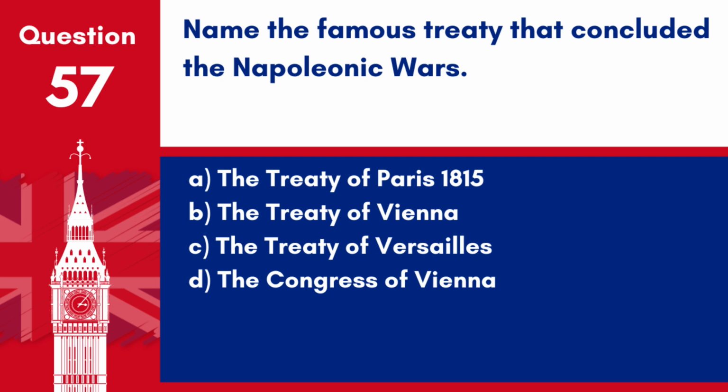Question 57. Name the famous treaty that concluded the Napoleonic Wars. A. The Treaty of Paris 1815. B. The Treaty of Vienna. C. The Treaty of Versailles. D. The Congress of Vienna. Answer: A. The Treaty of Paris 1815. The Treaty of Paris in 1815 concluded the Napoleonic Wars and restored peace in Europe.